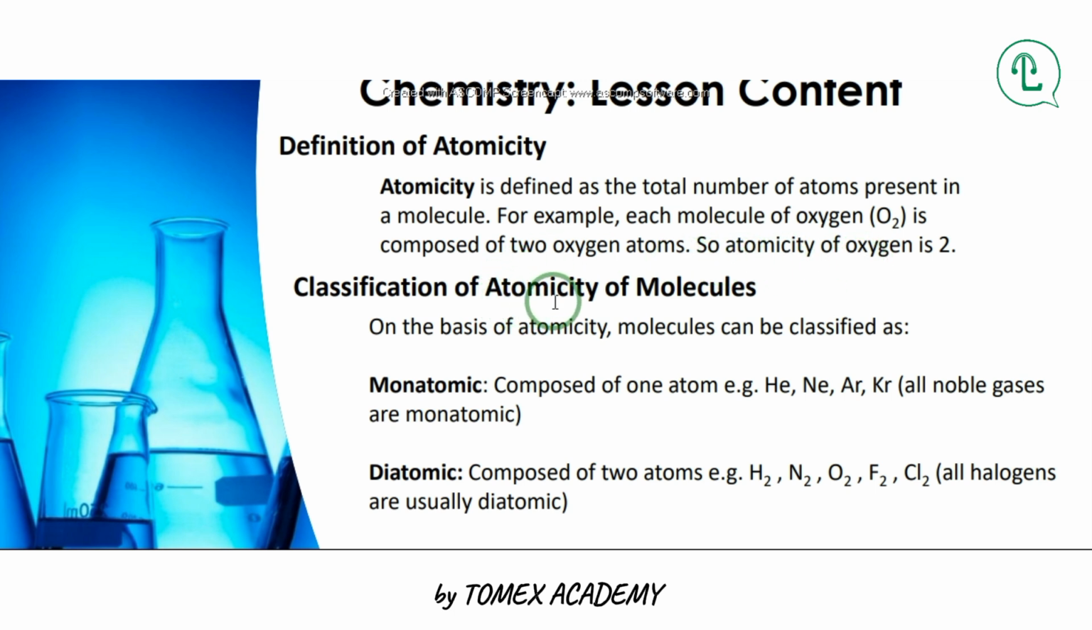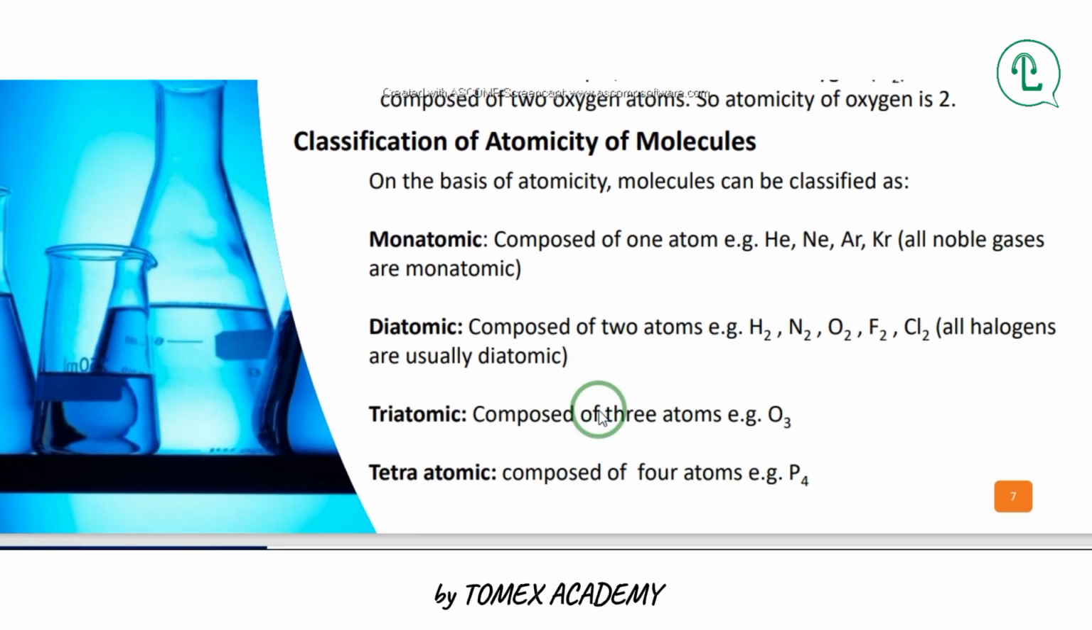Classification of atomicity of molecules. On the basis of atomicity, the molecules can be classified as monoatomic, composed of 1 atom. When you hear the word mono, that's 1 atom. Example, helium, neon, argon. All noble gases are monoatomic. Diatomic, composed of 2 atoms, e.g., hydrogen molecule, nitrogen, oxygen, fluorine, chlorine. All halogens are usually diatomic. Then triatomic, composed of 3 atoms, e.g., O3, that's ozone.